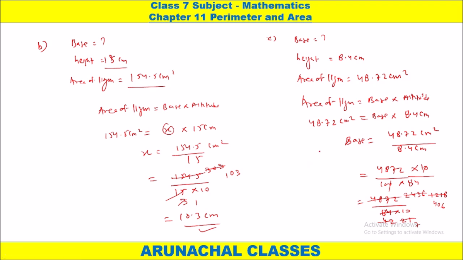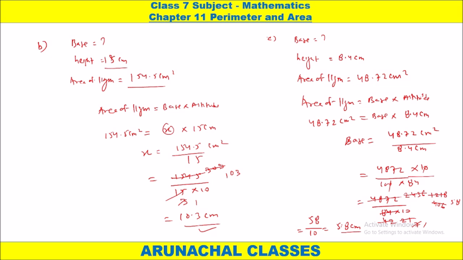Let's check here. 407, if I take 407, 406, so 7 1s are 7, 7 5s are 35, 7 5s are 35, 7 8s are 56. So it is 58 upon 10. So it is 58 upon 10, which means 5.8 centimeter. That will be the base length.